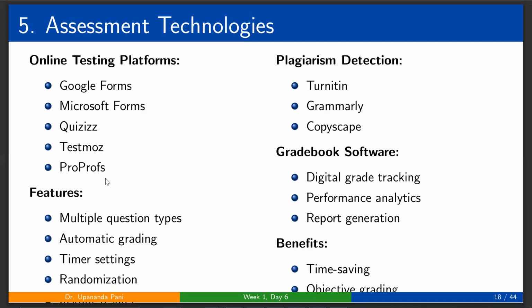Then coming to assessment technology, there are online testing platforms like Google Forms, Microsoft Forms, Quizizz, ProProfs. Then features are multiple question types, automatic grading, timer setting, randomization. Plagiarism detection, you have plagiarism detection software like Turnitin, Grammarly, Copyscape, and gradebook software is basically digital grade tracking. Then performance analytics, report generation. Benefits are time saving and objective grading.